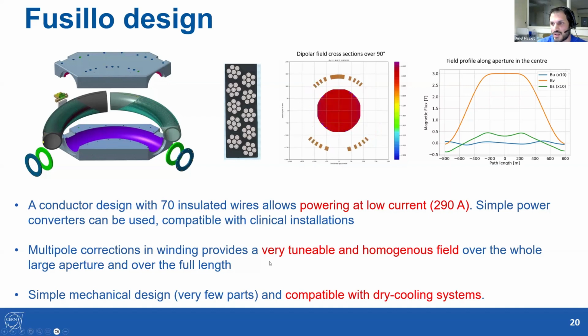The correction in the winding allows us to tune a very homogeneous field over the whole aperture, and it's a very simple mechanical design, only a few parts, that are compatible with dry cooling systems as well.